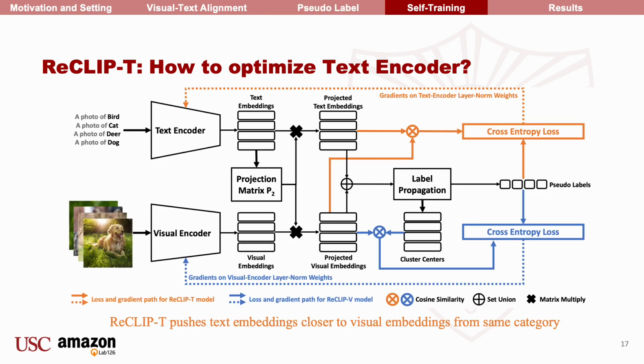Overall, with unlabeled images and category names from a target dataset, we first create visual and text embeddings with CLIP encoders, and then project them into the projected visual-text embedding space. We employ two parallel components, ReCLIP-T and ReCLIP-V, to update the text and visual encoders separately. For ReCLIP-T, we update the text encoder with the cross-entropy loss by comparing the pseudo-label with the cosine similarity between visual and text embeddings, in order to push text embeddings closer to the visual embeddings based on the pseudo-label prediction. We only update the layer norm weights for efficient training.